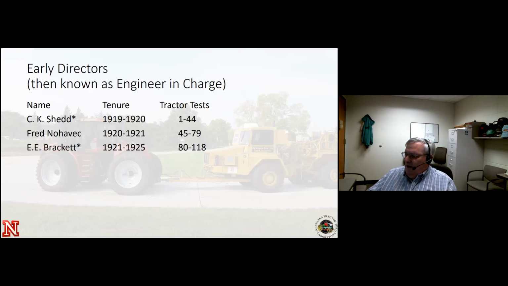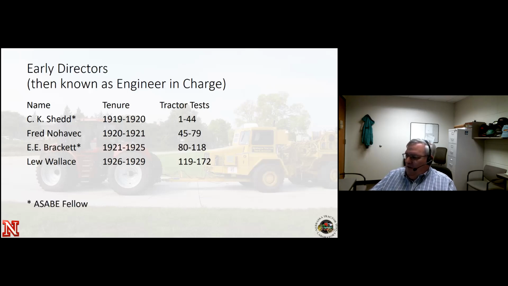And then we moved on to Elmer E. Brackett, who was the director or the engineer in charge at the lab through 1925 when he became the department head. He was followed by what was supposed to be the first permanent director that would be long serving, a guy named Lou Wallace. However, tractor testing was conducted at all hours in those days, and meals were taken strangely and infrequently. And Wallace developed a stomach ulcer that he went in for an operation for at the end of the fall season of 29 and died on the operating table of it.